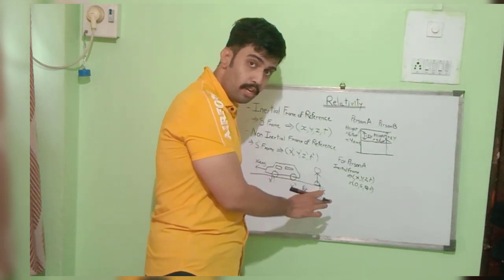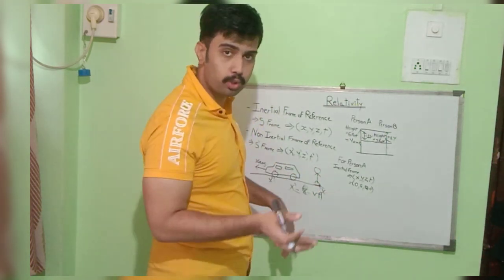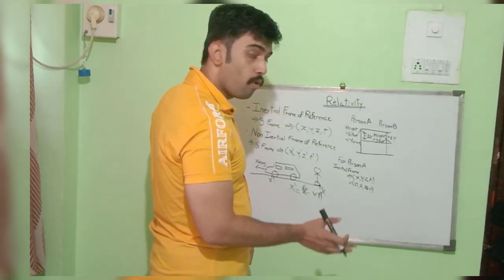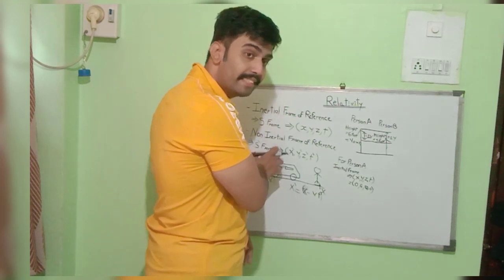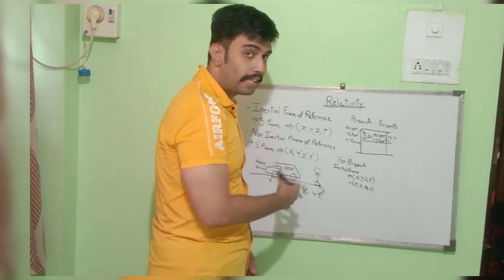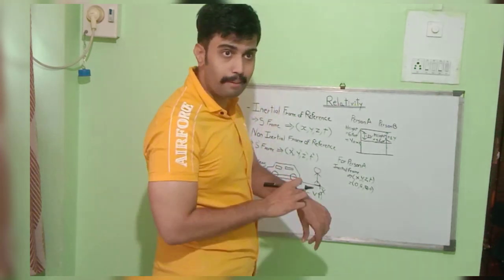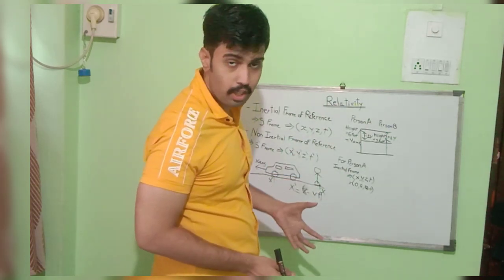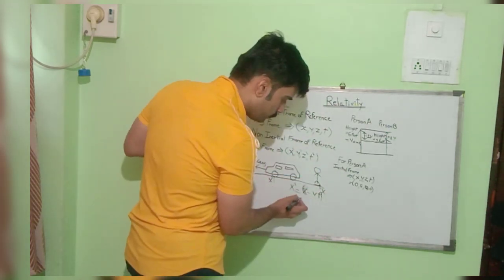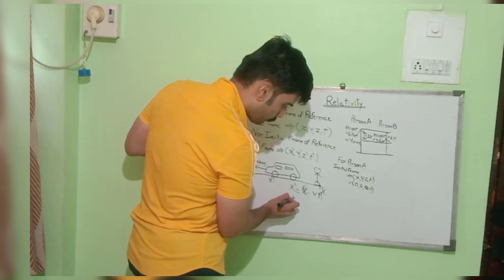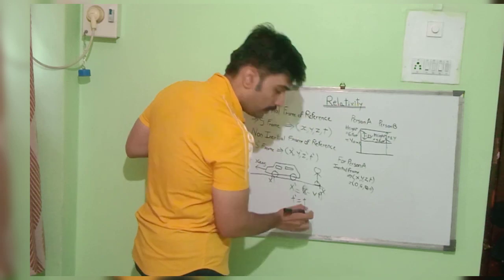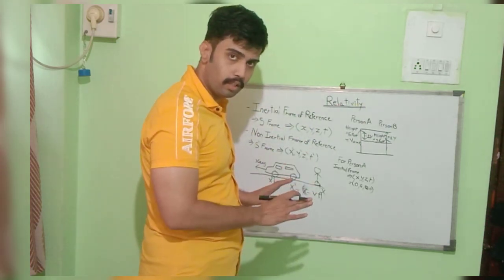At that time, the time will not change, because for the person standing on the road, in his clock the time is shown as 1 a.m. For the person sitting inside the car, the time is also 1 a.m., because time is not changed. Time is according to day and night and the motion of the earth, so it will not change. So t dash will be equal to t.